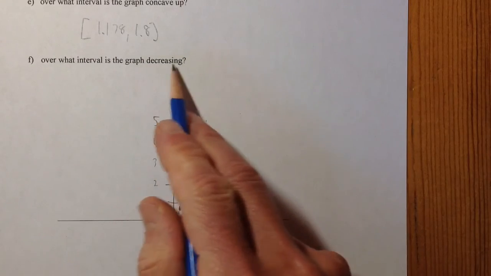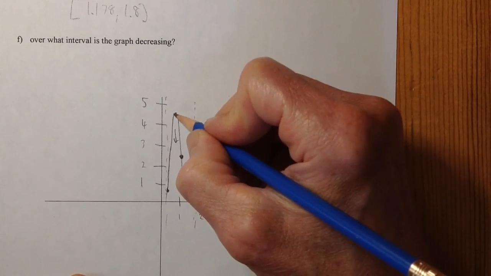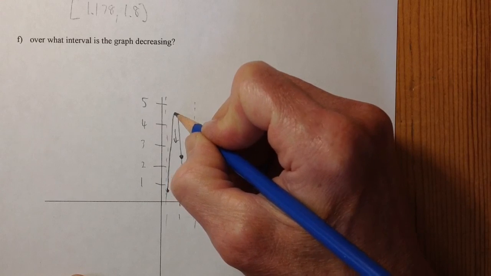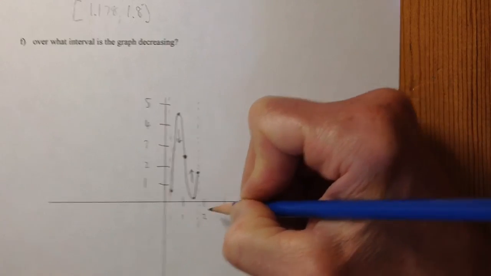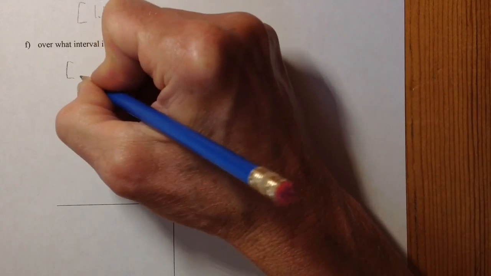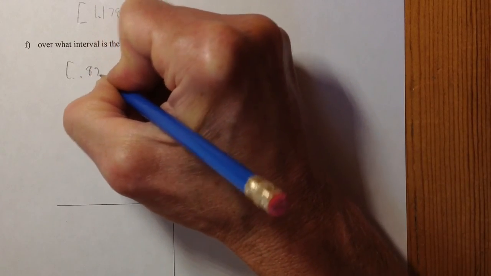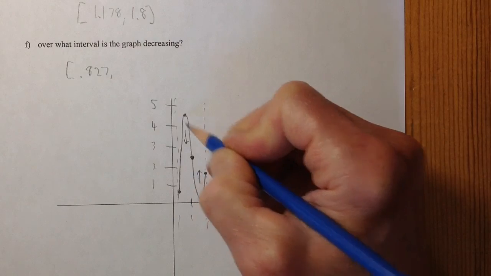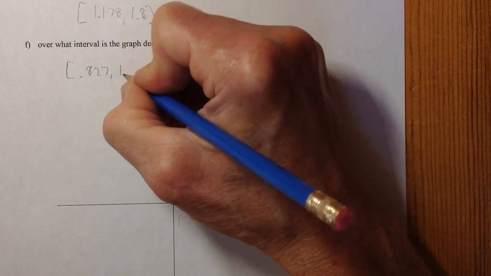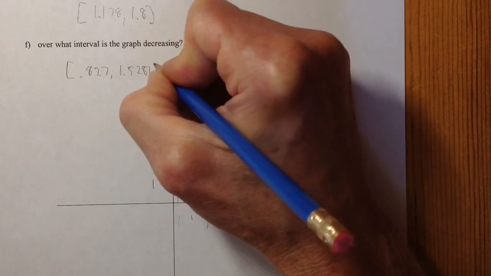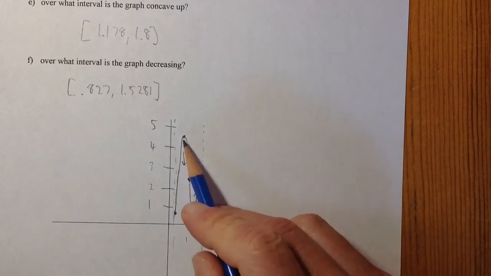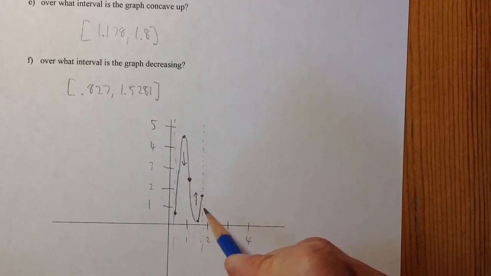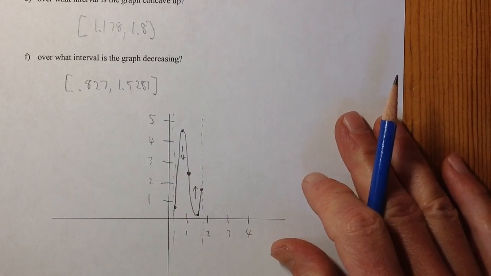And then where is it decreasing? Where is the slope negative? It's negative from here, the peak, to the minimum, from the max to the min. So that's from 0.827, which was the max, this one, and the minimum we figured out was 1.528. So that's where it's decreasing. Only one interval where it's negative in the area we're talking about.